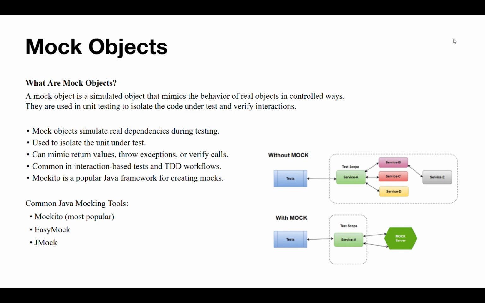So it's basically a form of isolation, and in the diagram, as we can see here, without a mock it's a much longer process. From tests, you would go through a test scope, which is service A, service B, service C, service D. Then you would go to service E. With the mock, it's much simpler and gives more isolation. It would be straightforward: from tests to the test scope, service A, and then straight to the mock server. And you can use tools like Mockito, EasyMock, or JMock.